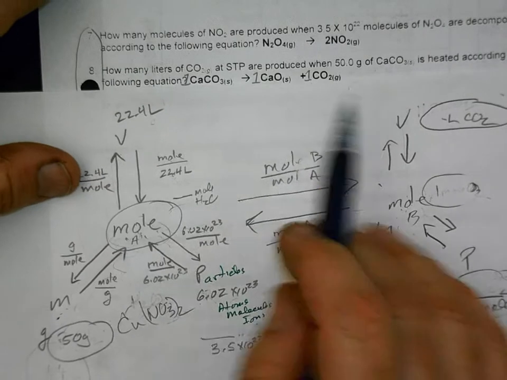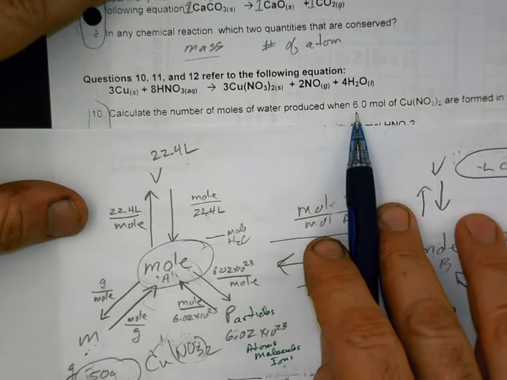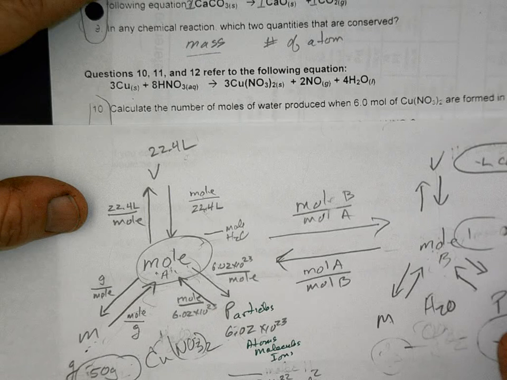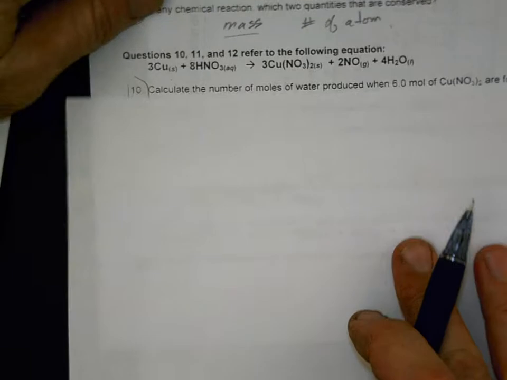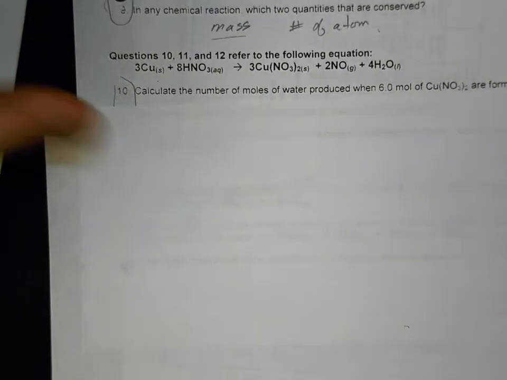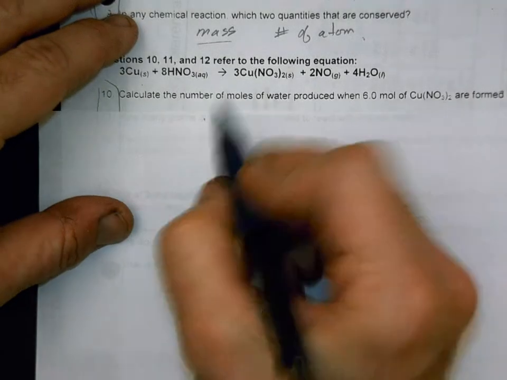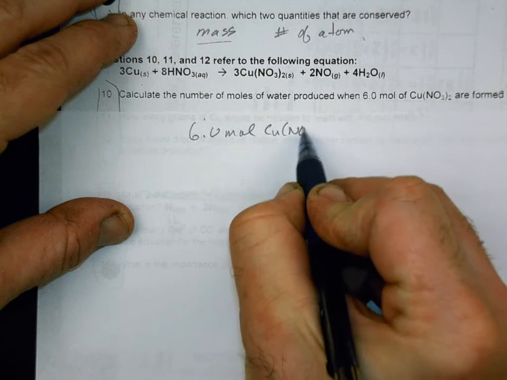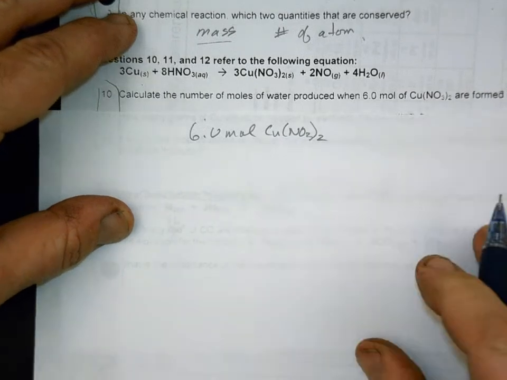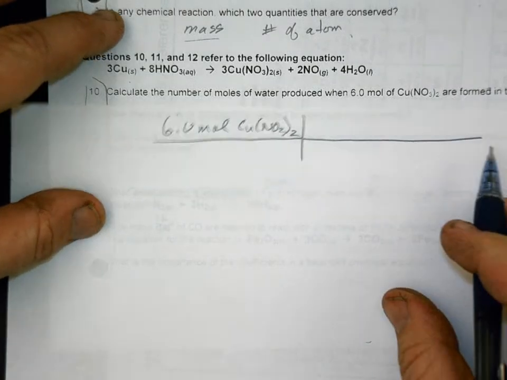How many moles do we have given in the problem? We're given 6 moles. So let's get this set up. Number 10, we're given 6.0 moles of Cu(NO3)2. And I know it's a pain to write that, but do it, and you won't make a mistake unless you can't do simple division.